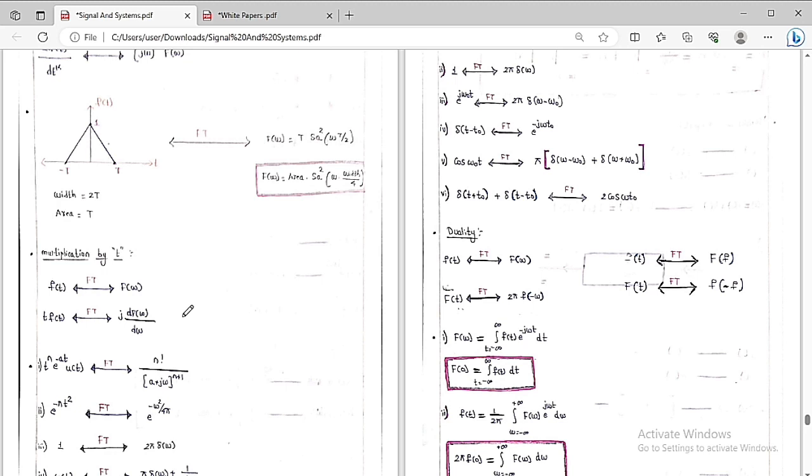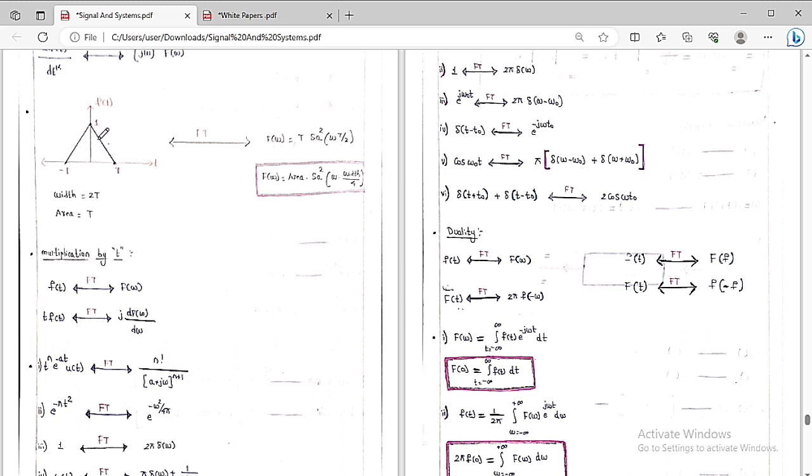Now the next concept is the triangular pulse. Suppose you have a triangular pulse in the time domain, how do we get the Fourier transform in the frequency domain? What is the expression? This is a triangular pulse in the time domain, running from minus T to T, and the peak value is 1. Now tell me, what is the width here? The width is equal to 2T.